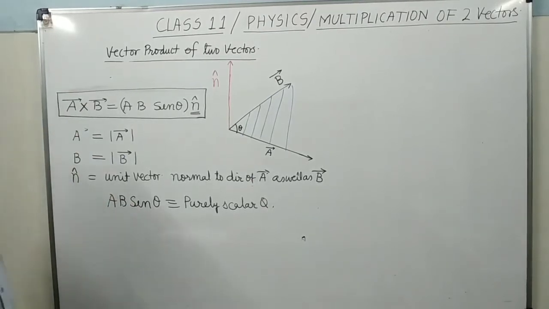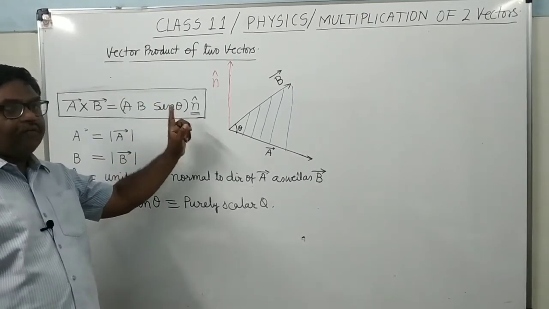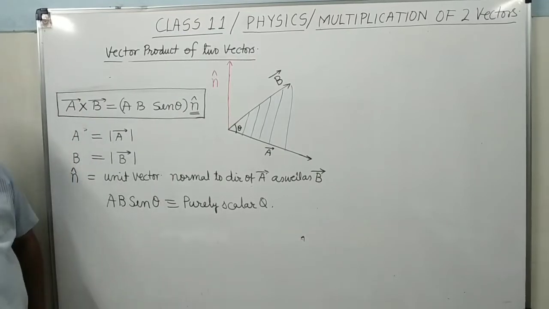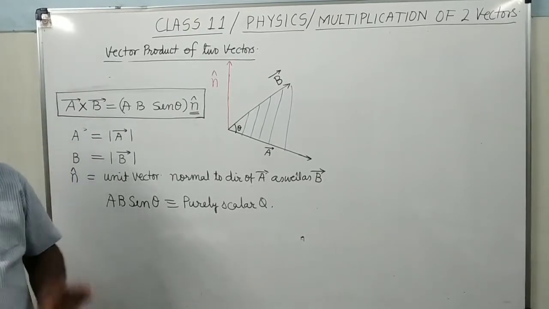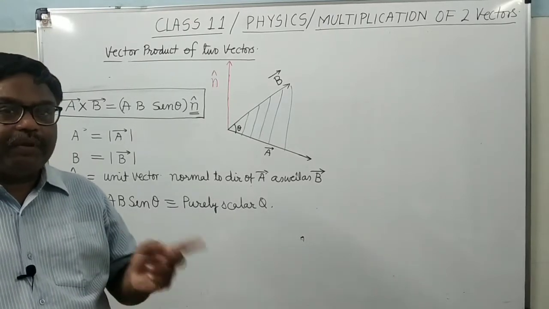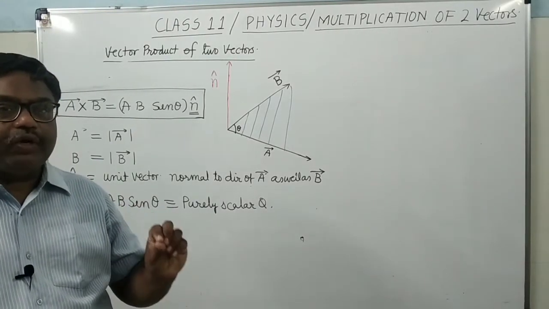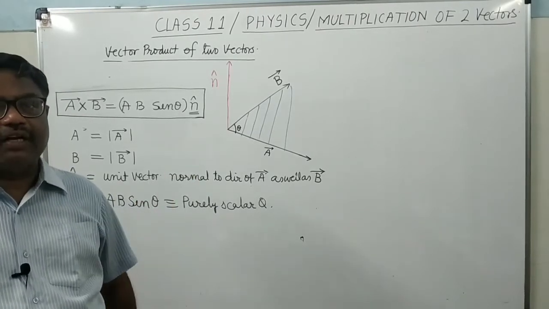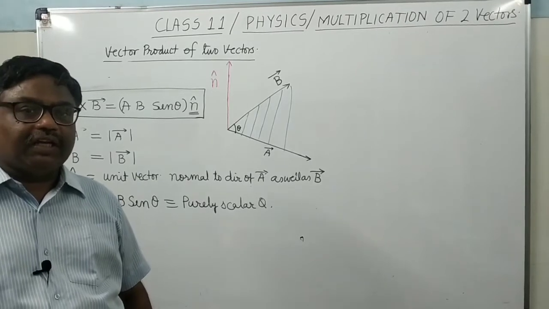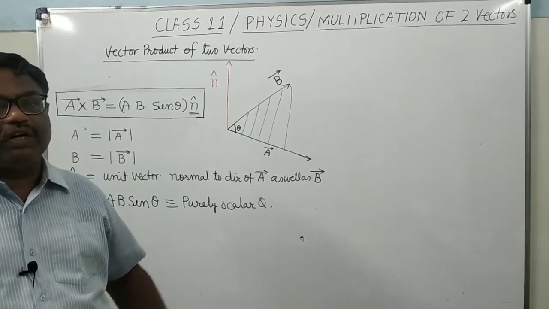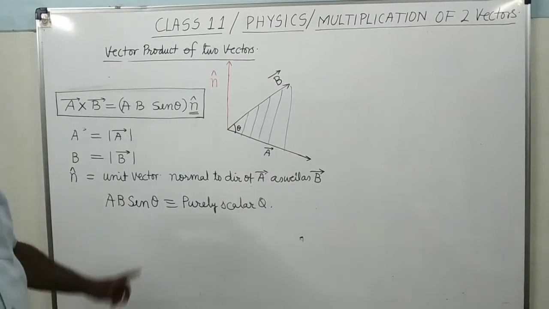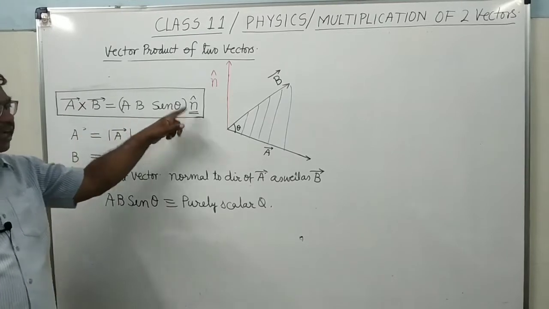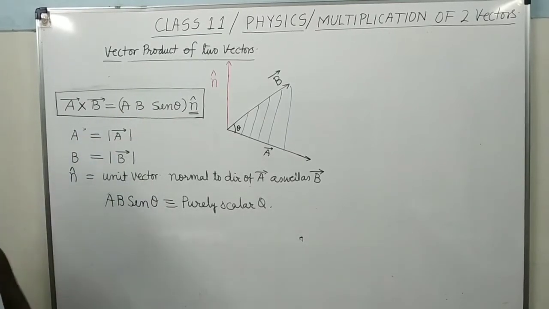So see here, for that we will make use of a unit vector in the direction of vector A cross vector B. Unit vector, whose magnitude is equal to 1. So when it is multiplied, it will make no increase in magnitude, because if you multiply any quantity with 1, the result will remain the same. But since it is a vector, it will impart direction to this magnitude.